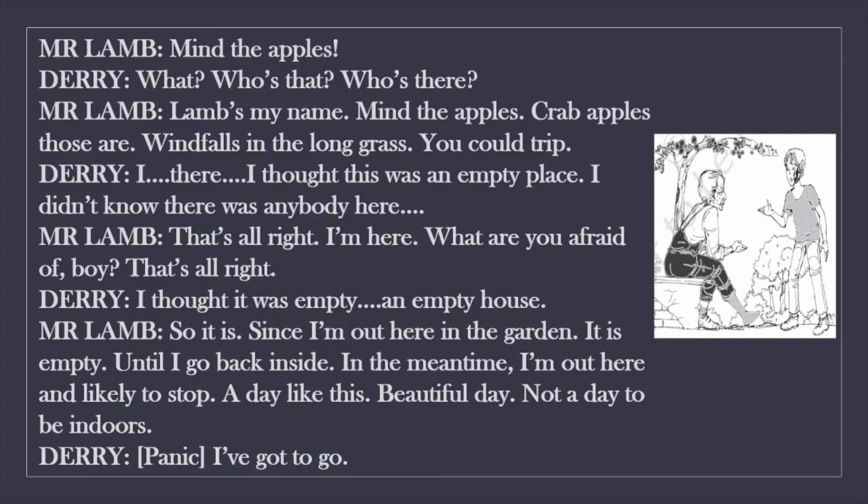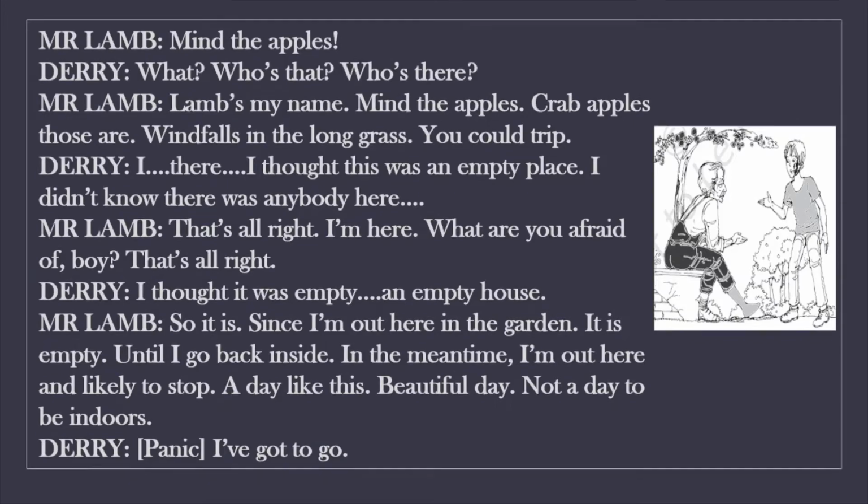Derry said that he didn't know that someone was present in the garden. He thought it to be an empty garden, and even the house seemed empty to him. Mr. Lamb, when he found Derry feeling a little shy and uncomfortable, tried to comfort him by saying that the house was empty as he was out in the garden. He also asked him not to be afraid, and then Derry wanted to leave the place immediately.